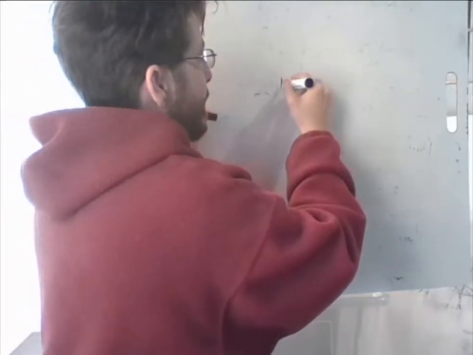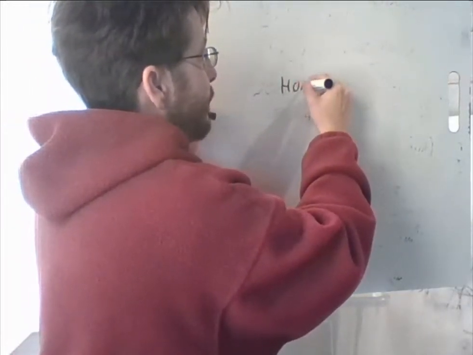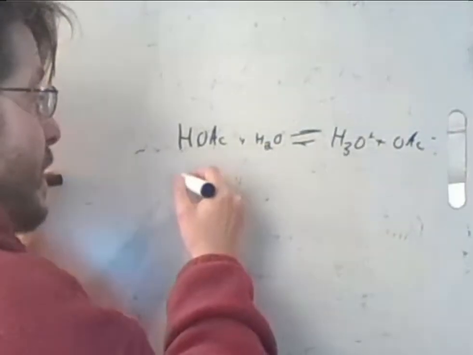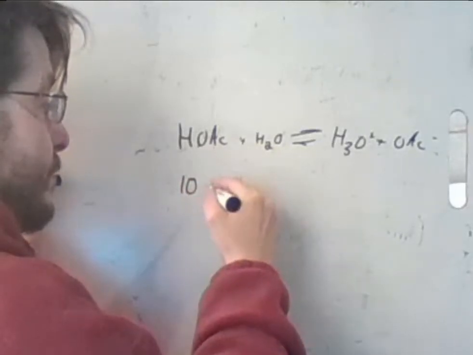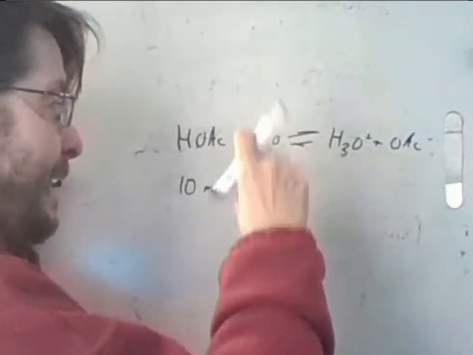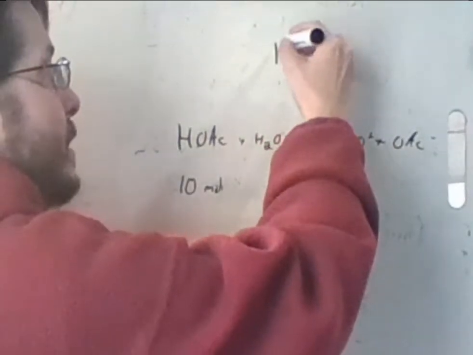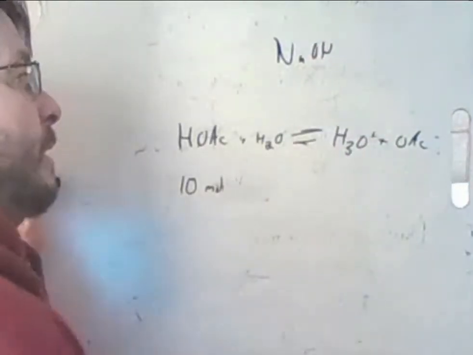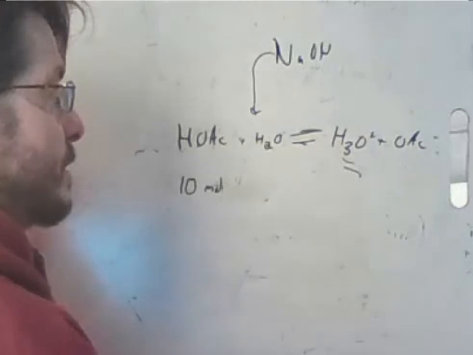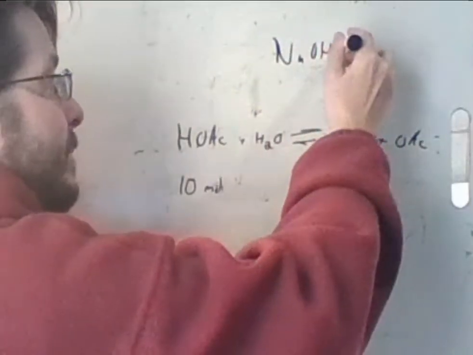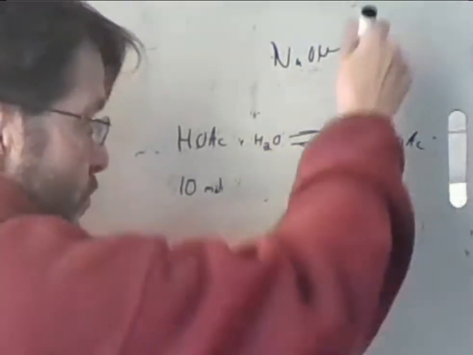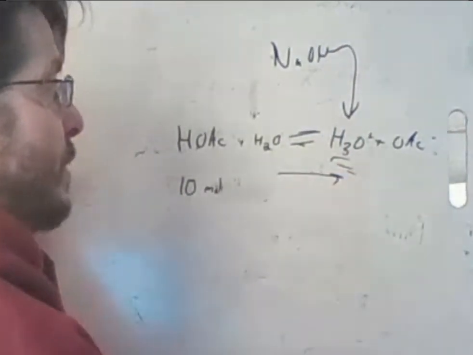So let's go back to our standard vinegar, HOAc, in water. If you started with 10 moles of HOAc, and you start adding base, and you're adding sodium hydroxide, you're going to add a little bit of sodium hydroxide, and it's going to chew up the H3O+, causing this to go down, shifting the reaction this way.